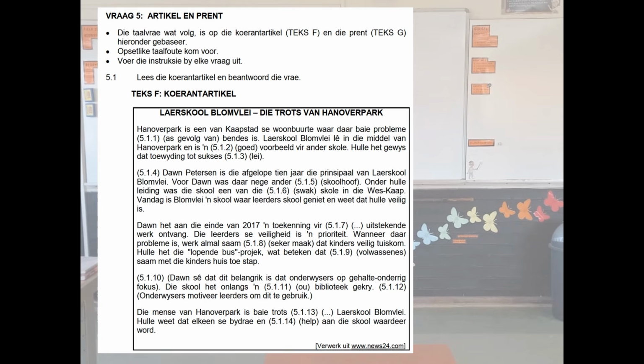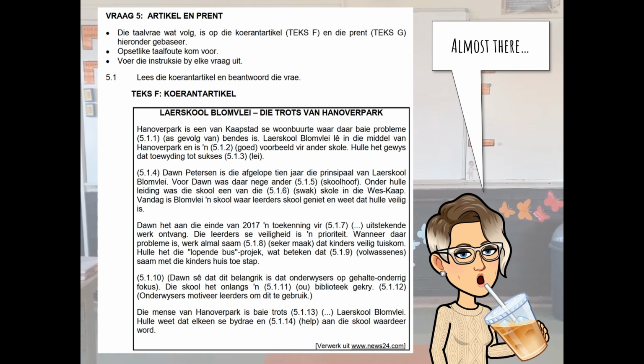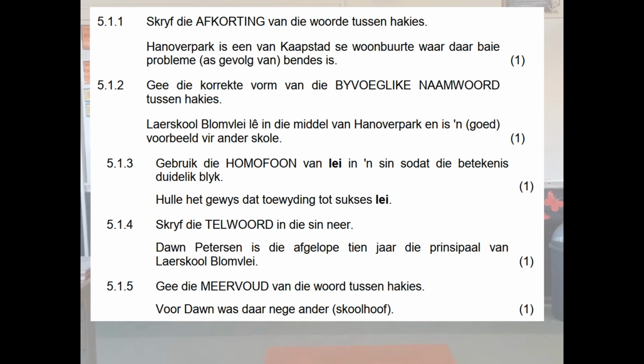So this is your question 5 from your paper, and we are almost there. You'll see that now from question 5 onwards, it's simply language, language, language. There are no more visual questions or any sneaky things like that. So we go to afkorting first. There is an "as gevolg van" that you have to give the abbreviation for. There you go, full stops. Remember full stops when you have small letters, abbreviations.